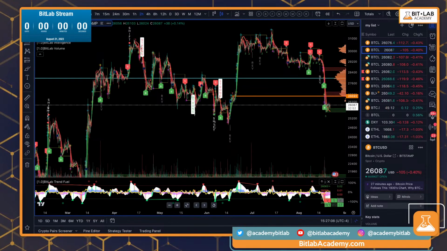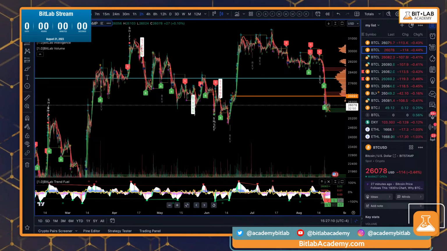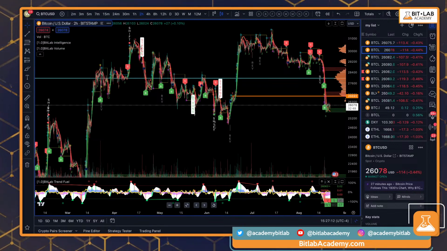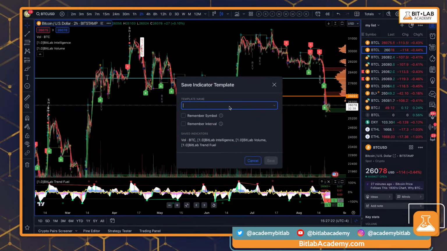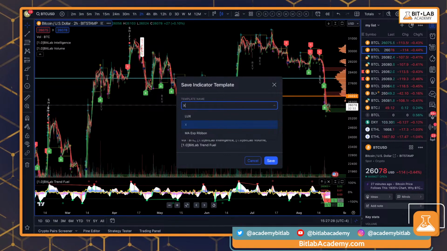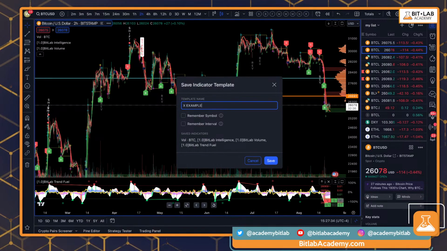We can see right here, 4 squares. Selecting these 4 squares, we can come to Save Indicator Template, and you can type in whatever you want. In this case, I'm just gonna write the letter X, but you could type in BitLab, you could type in Trading Stack, whatever you want. I'm just gonna put this for my sake, X example, click Save.